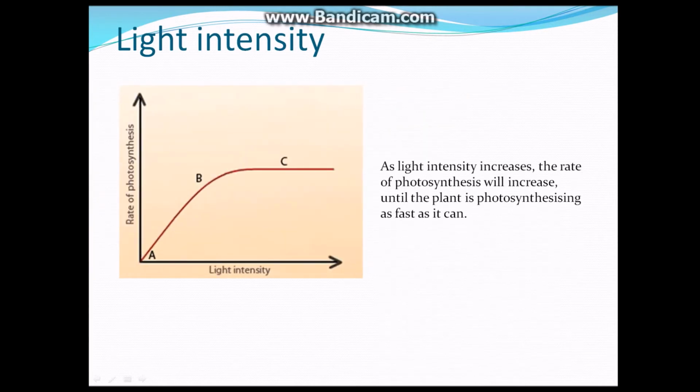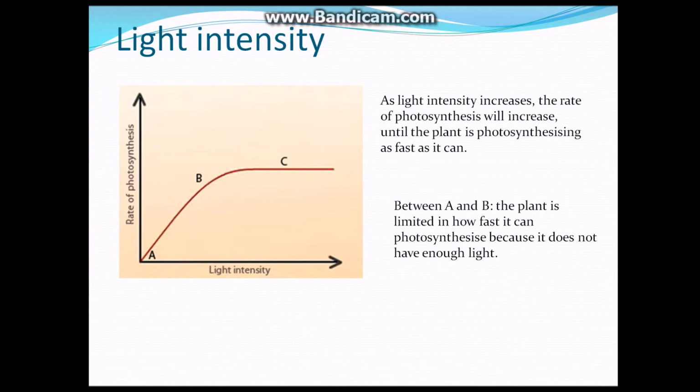Firstly, we are going to look at light intensity. Light energy is really important to the process of photosynthesis because it provides the energy to split water molecules. If you look at this graph, we can see that as light intensity increases, the rate of photosynthesis will increase until the plant is photosynthesizing as fast as it can. At this point, even if the light becomes brighter, the plant cannot photosynthesize any faster.